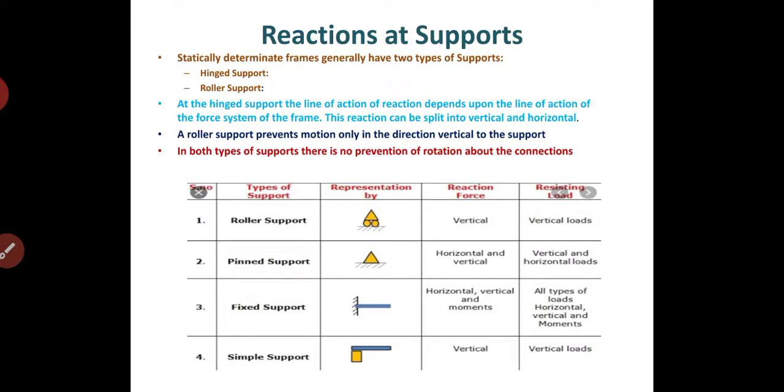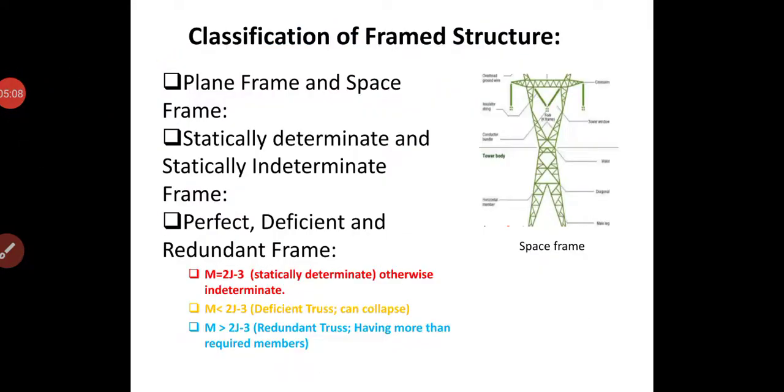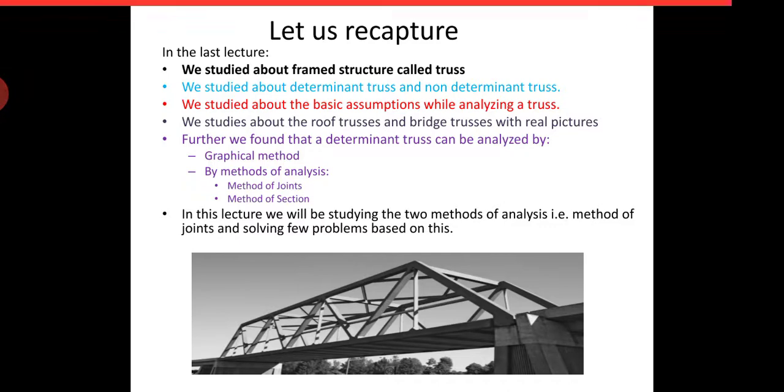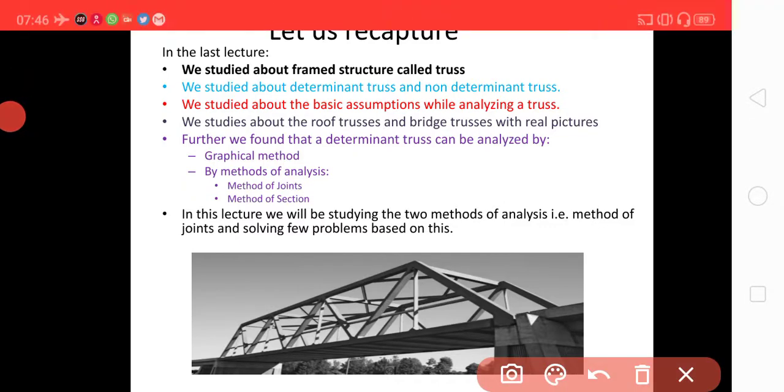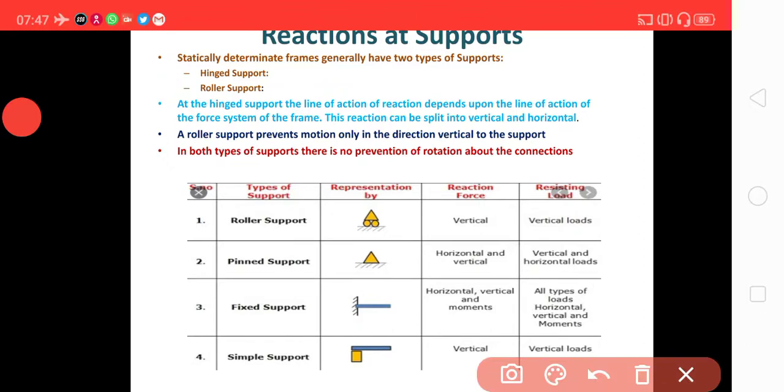Again, reactions at supports. Let us know what types of supports a truss can have. Normally, a truss has one hinge support and another roller support. In the table below are shown four types of supports, that is roller support. This roller is shown here. These are the small rollers shown here.